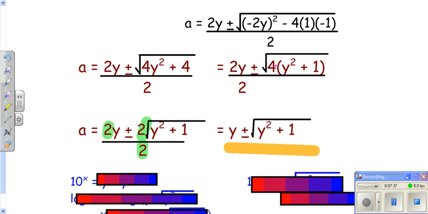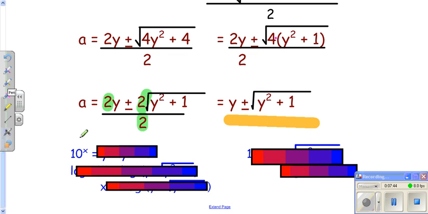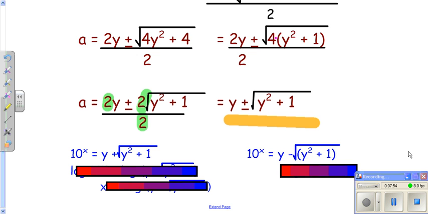But keep in mind, we weren't trying to solve it for a, we were trying to solve it for 10 to the x. So let's go ahead and replace your a with 10 to the x. So it's really 10 to the x equals each one of these. 10 to the x equals the one with the positive root. 10 to the x equals the one with the negative root.